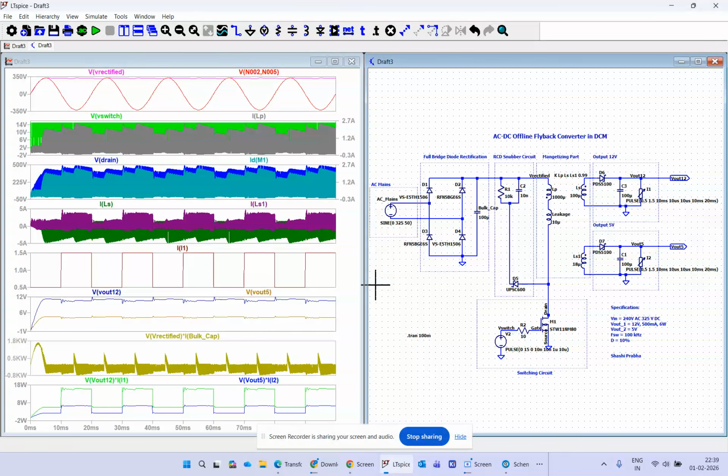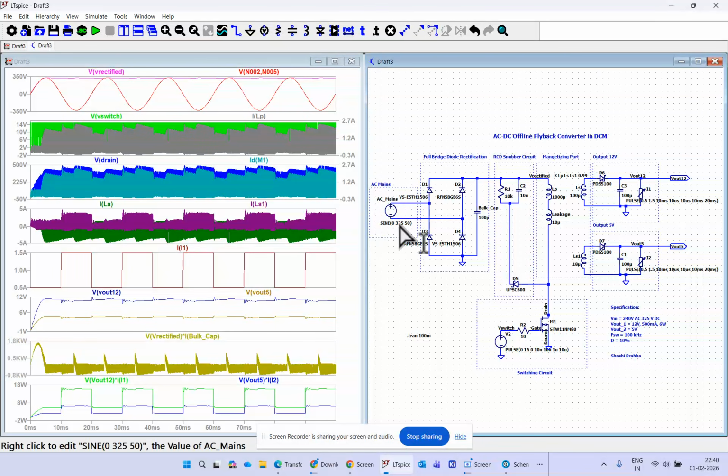The main thing which I have observed in the circuit is that it has two frequencies. One is the AC frequency, which is 50 hertz, and another is the switching frequency, which is 100 kilohertz, which is much higher than the AC frequency. So that is one of the things which is very important. So from here to there, I will explain the circuit.